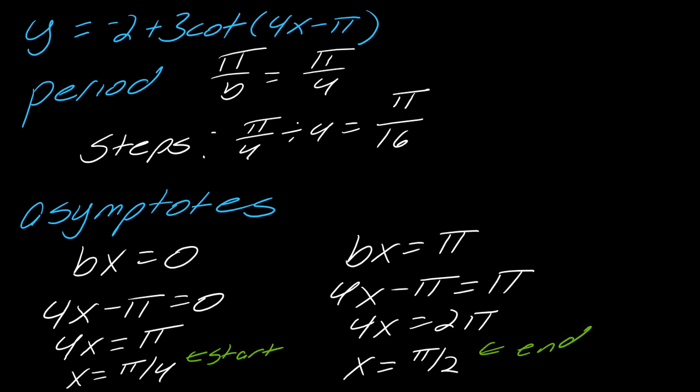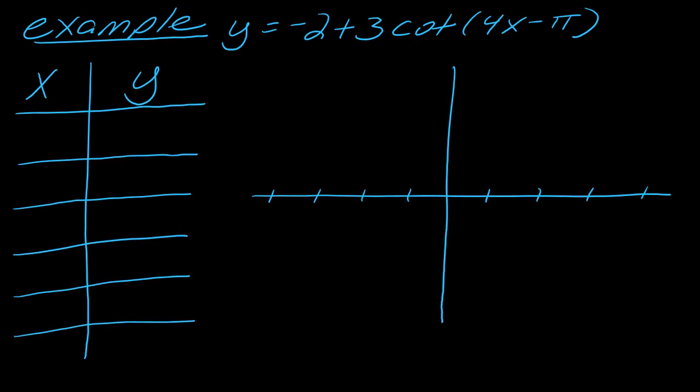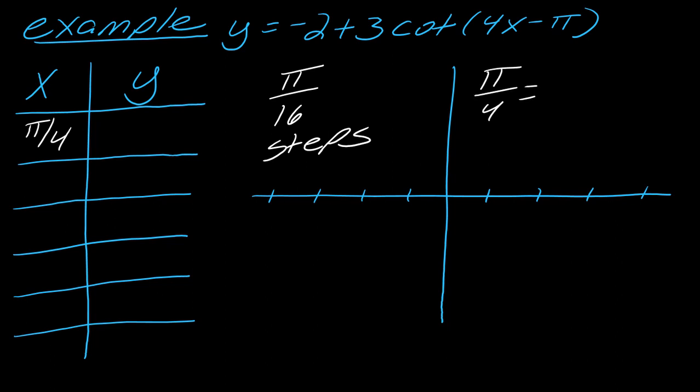So remember, this is going to be where we start, and hopefully if I do my steps right, this is where I end. Okay, so I'm going to start with pi over 4, and so then remember, I take pi over 16 steps. So it might be helpful to know that pi over 4 is the same thing as 4 pi over 16. That'll just help me to calculate my steps. So if I add pi over 16 to that, I get 5 pi over 16.